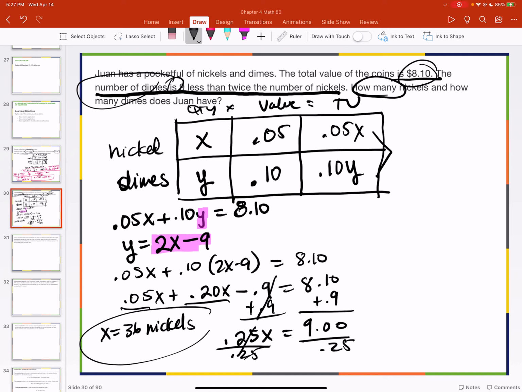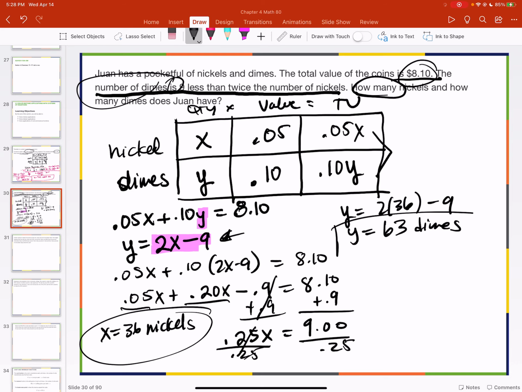So how many dimes? We need to plug it into here to get the number of dimes. So 2 times 36 minus 9, that's 72 minus 9, and that's 63. 63 dimes. Okay. Alrighty. Let's continue.